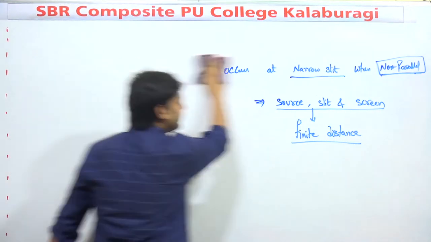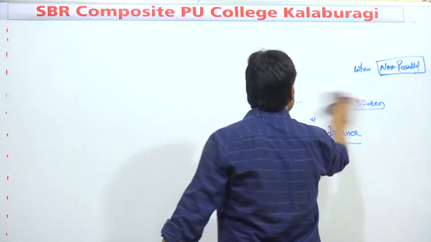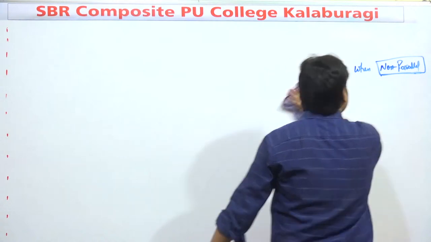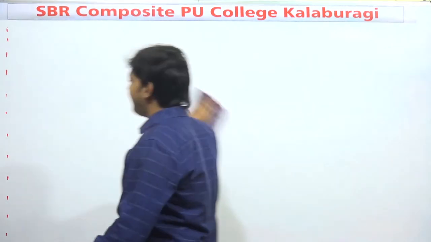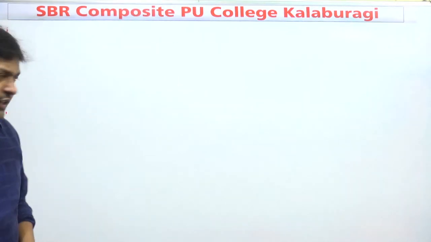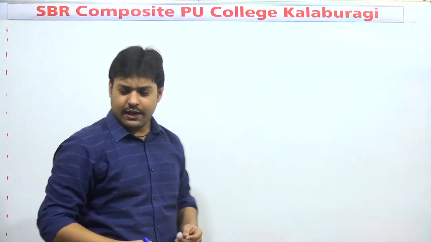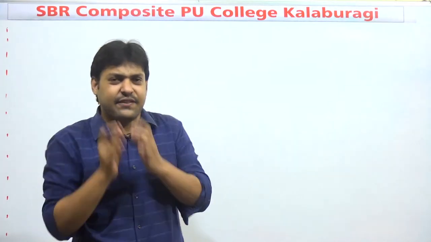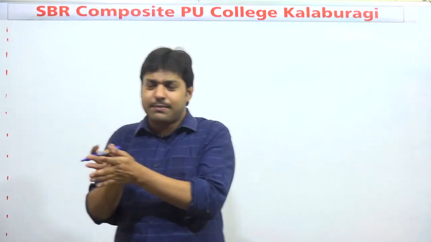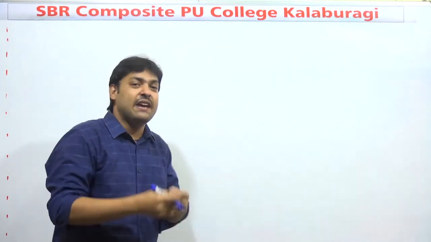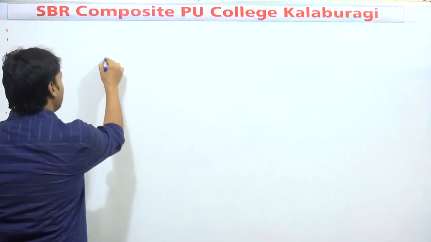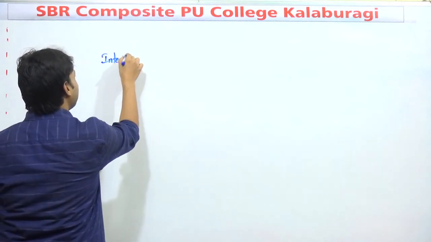These are the two types of diffractions. Next, for 5 minutes, we'll discuss the differences between interference and diffraction. In Young's double slit experiment, we have seen interference, and now in diffraction, we have seen the diffraction pattern. So we'll see some differences, very important.